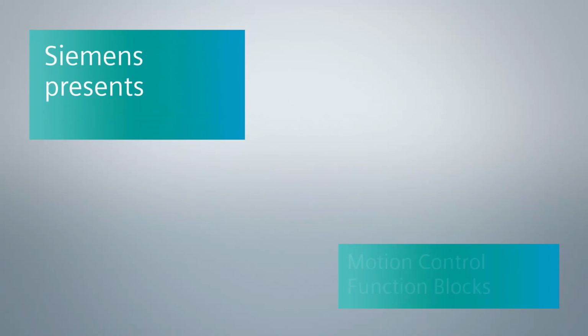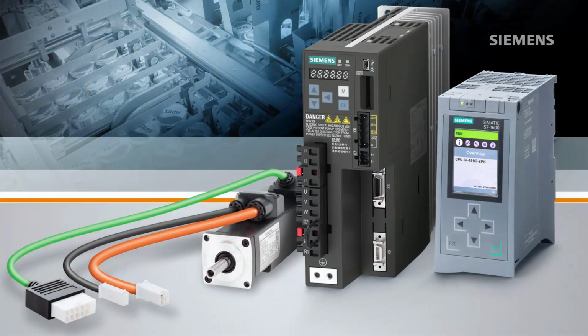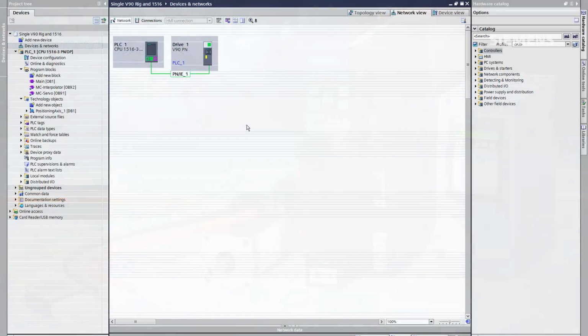This video is part of a series demonstrating the integration of motion control into TIA Portal, as well as the new SIMATIC V90 drive. In this video, we will be looking at the motion control function blocks, which allow the technology object to interface with PLC code.